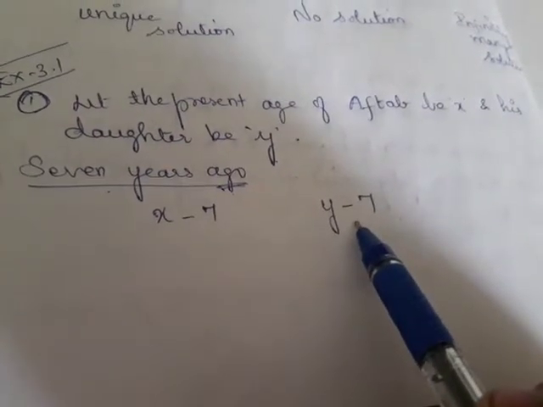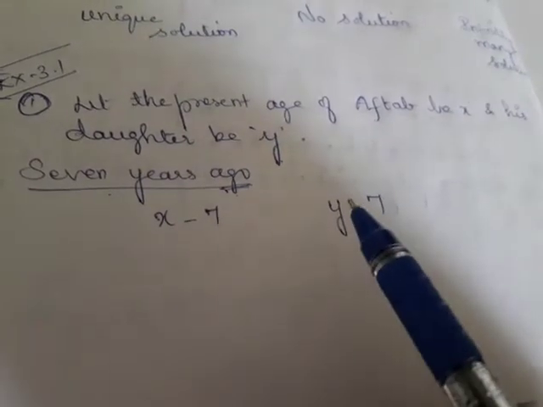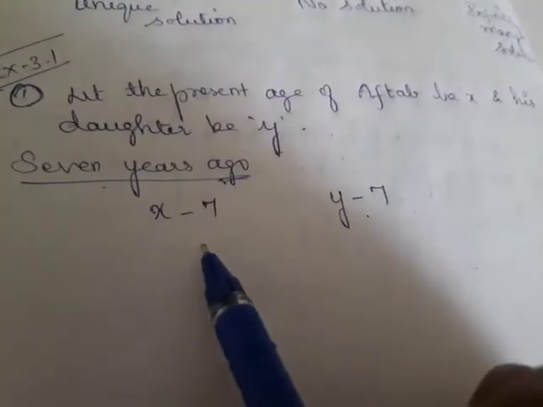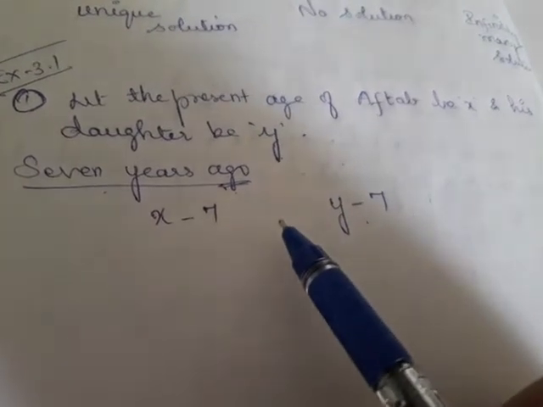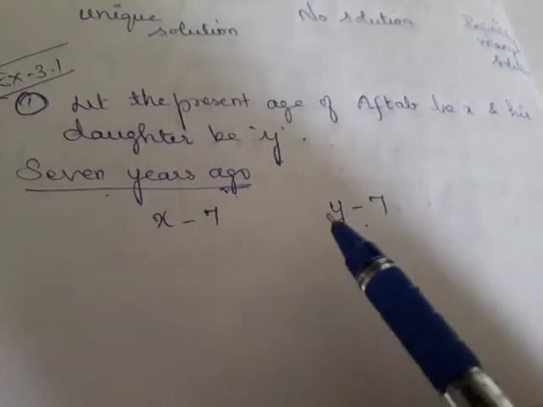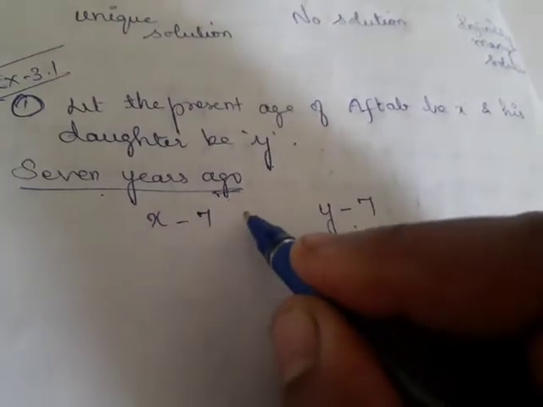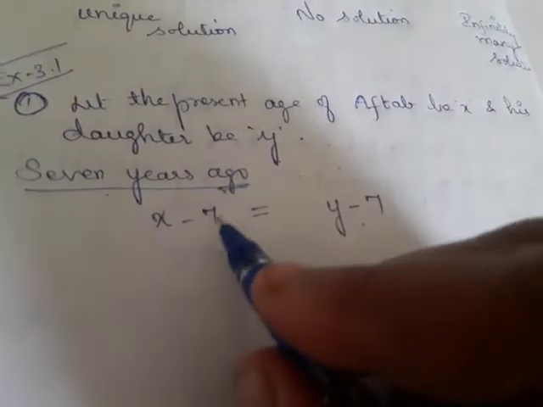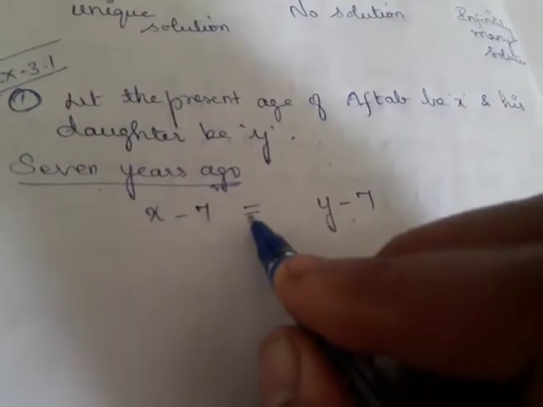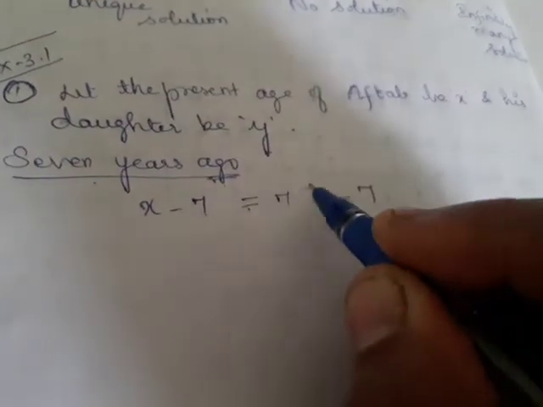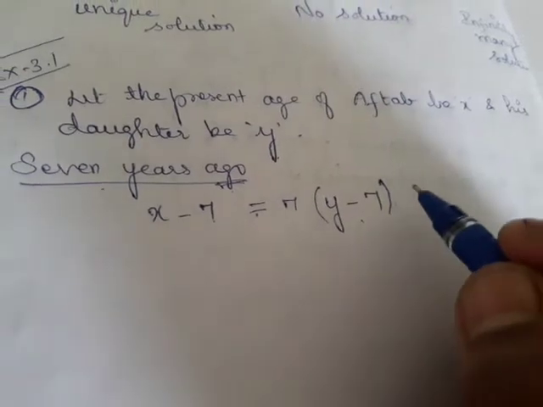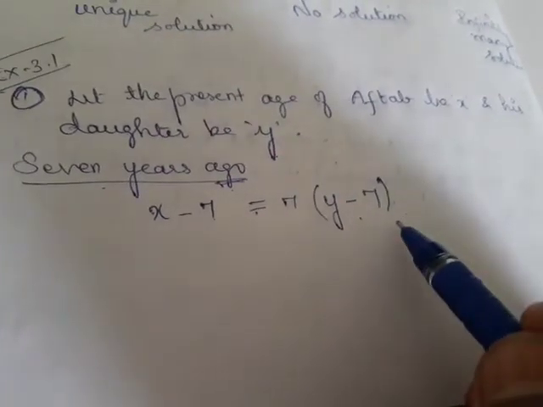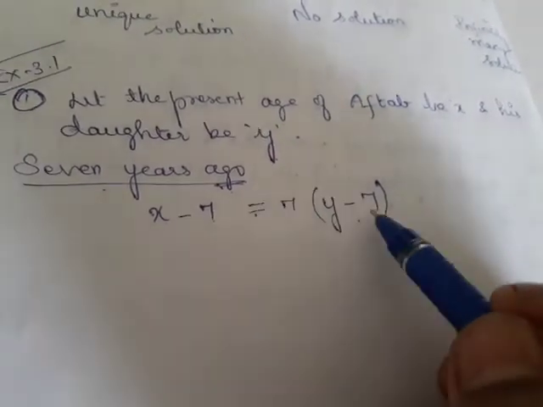Then what is given? 7 years ago I was. Who is talking? Aftab. Aftab is telling I was 7 times as old as you. So I told you whenever you have is, was and all, you have to put an equal sign. So 7 years ago I was 7 times, which means 7 into as old as you were then. So this is the linear equation. 7 times means 7 into the entire age.